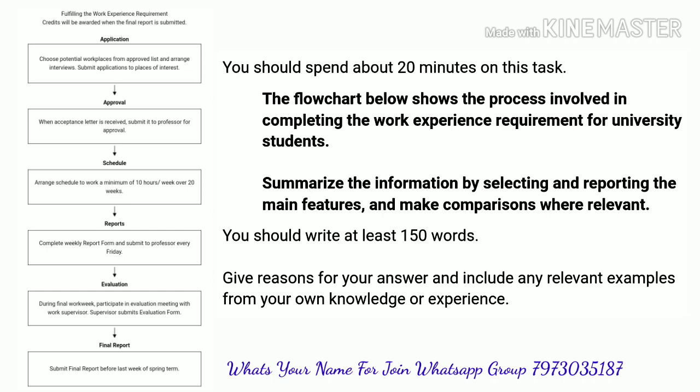So in this video today we will be discussing a flow chart. We know that in writing task 1 there are various kinds of illustrations that we are provided, and for that type of illustration we are supposed to write a report of around 150 to 170 words. Basically there is no word limit in case of writing task 1.